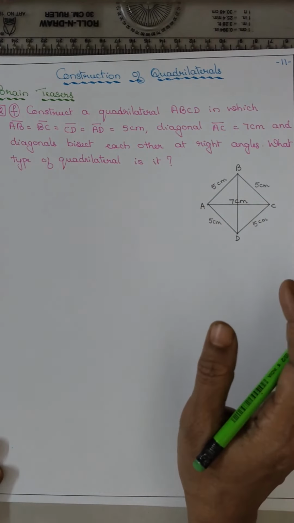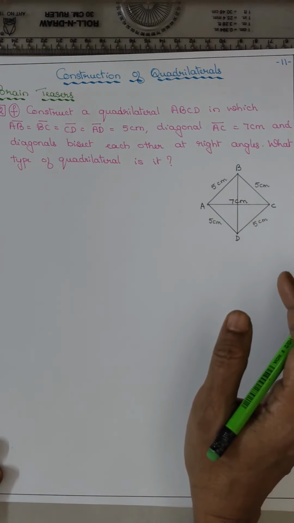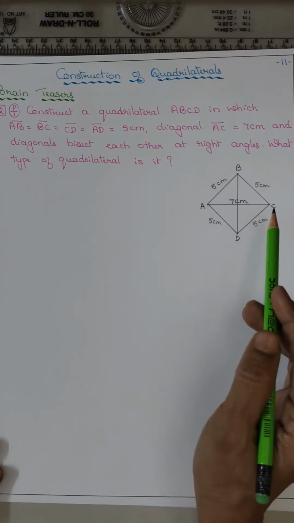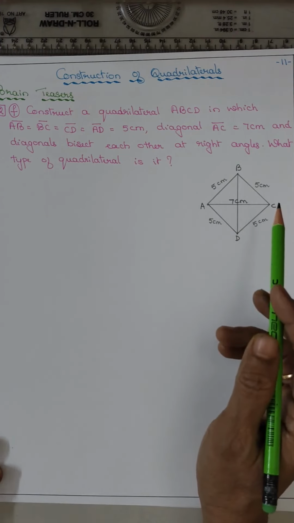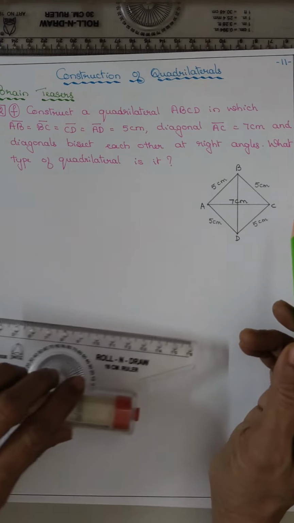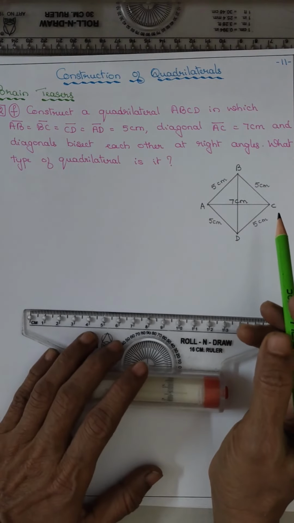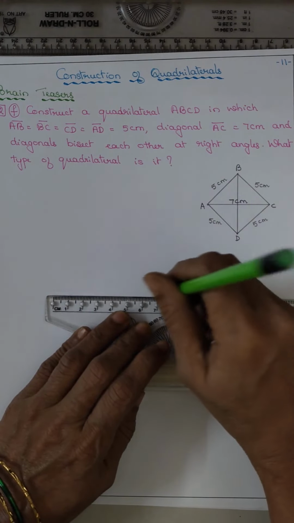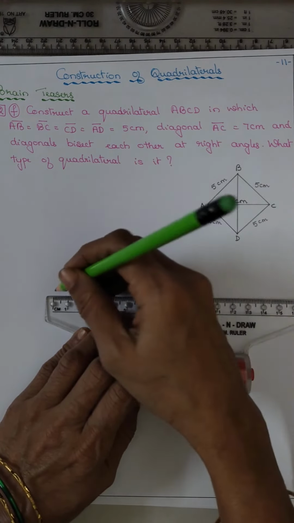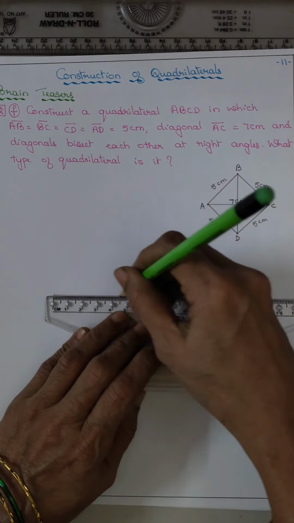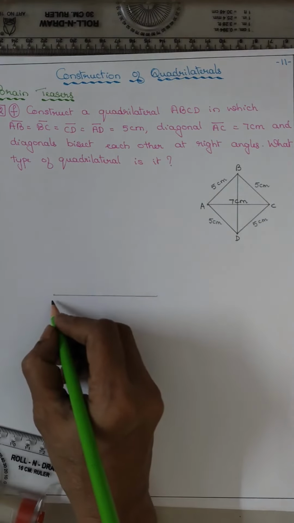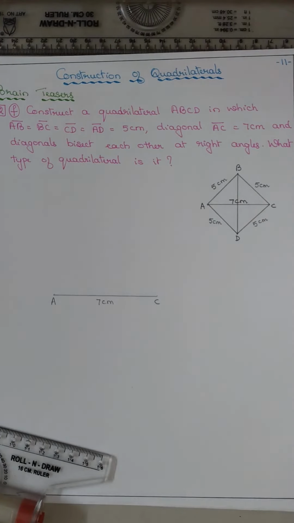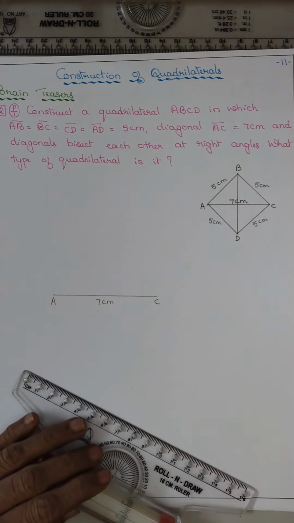Okay, first construct the quadrilateral. So which type of method you have to use? The first one. One diagonal is given and all the sides are given, isn't it? So first draw the rough diagram and then the AC, that is 7 centimeter. Draw AC 7 centimeter. Now draw 5 centimeter.